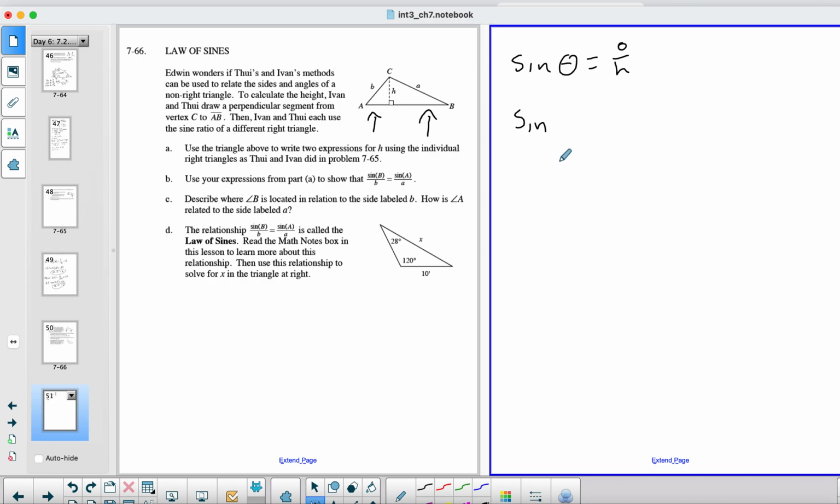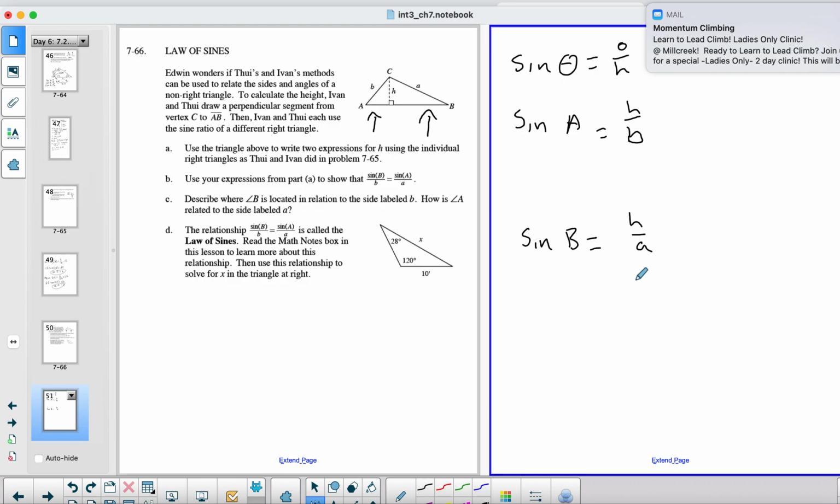So we got the sine of A equals h over b. The other one says the sine of B equals h over a. Part B here is basically saying we want to prove sine of B over b equals sine of A over a. We're trying to rewrite these equations so we get that.